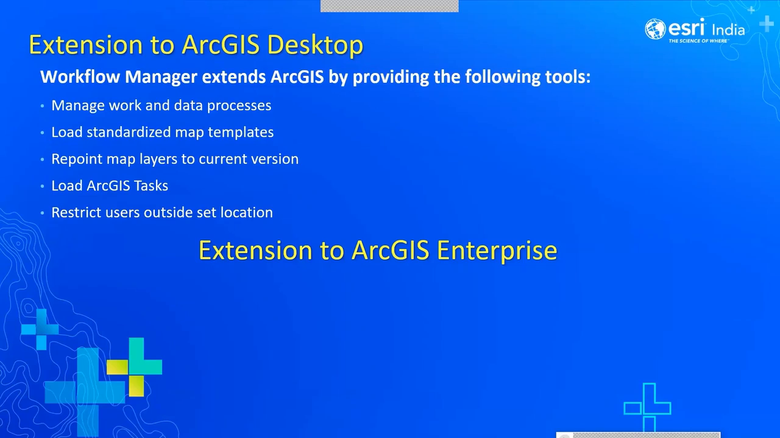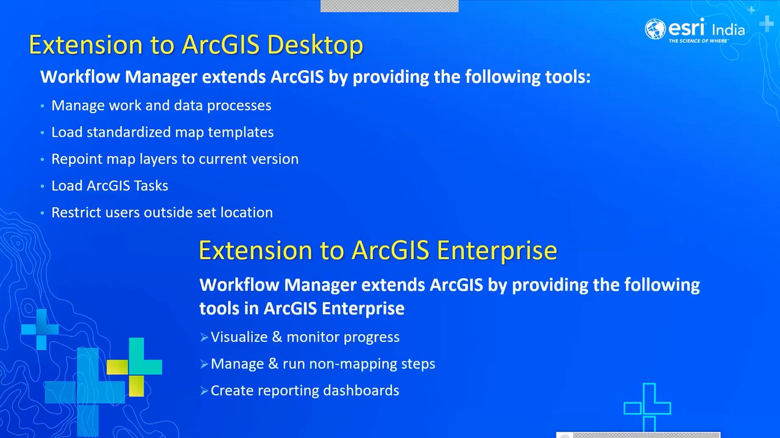Let's say if I have assigned a task to a person in Delhi, I can restrict him to work only in that area. If he is trying to edit something outside that boundary, it will not allow him to edit, or it will directly delete the features, or it won't even allow him to add any data sets. And then we have the Workflow Manager server as well. That allows us to do the same things on the web browser. As an administrator, we can visualize and monitor the progress and see the status of the work that has been assigned.